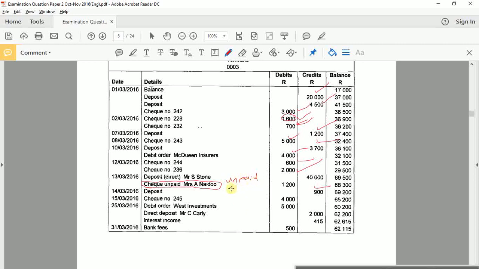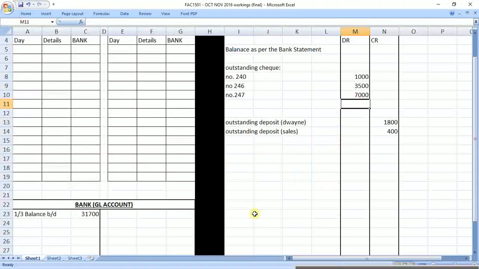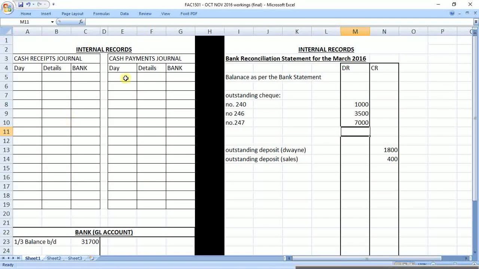Where do dishonored checks always go? Cash payments journal, because you need to reverse it out. Because when Naidu paid you, what would you have done? You would have received it. Now you need to pay it. We'll reverse it out. Make sense? Okay, so cash payments journal.